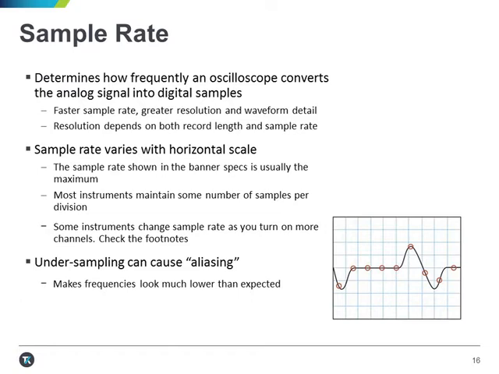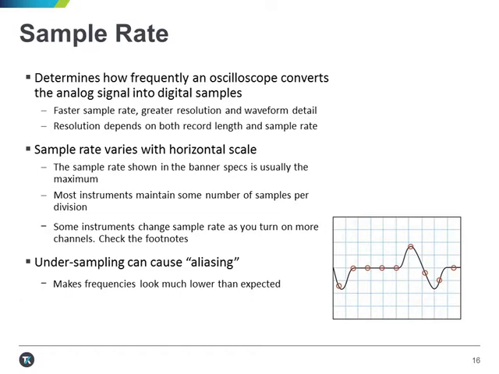Some instruments will share the sampling systems between channels to save some money. This means that the number of channels you turn on can affect your sampling rate. Whether or not the sampling rate changes with the number of channels turned on is usually shown as a footnote on the specification datasheet.